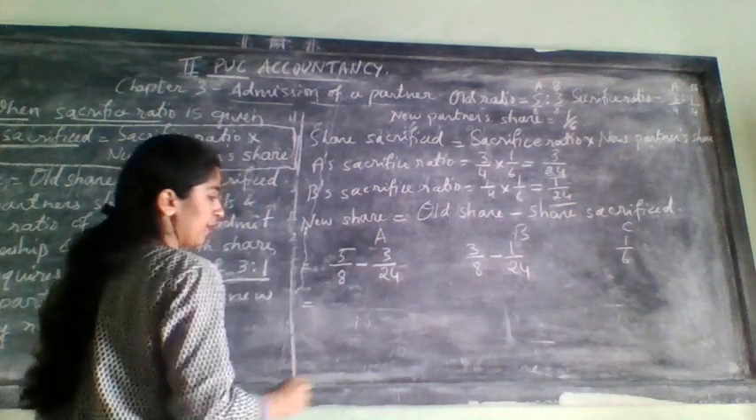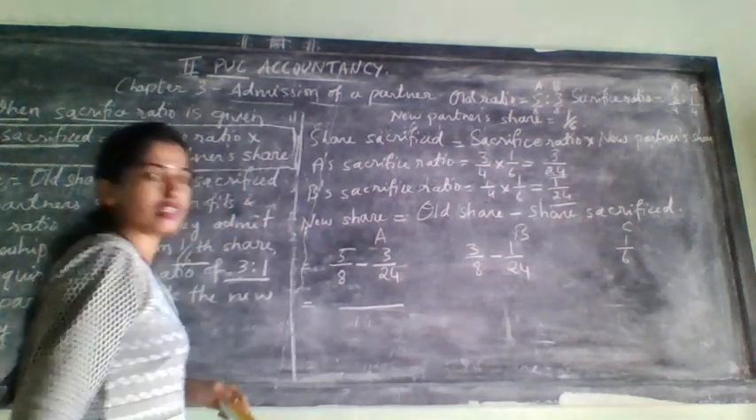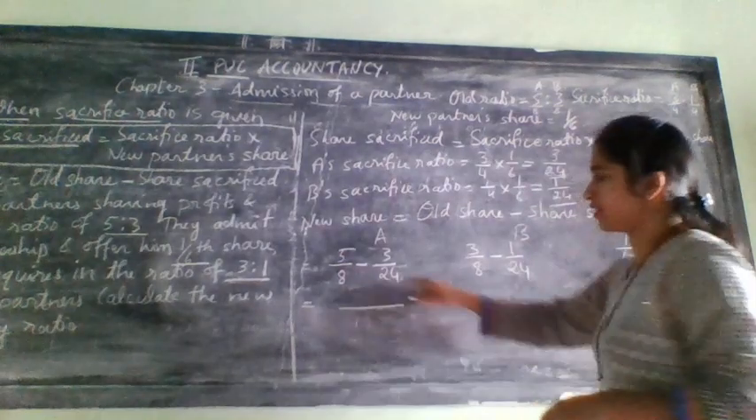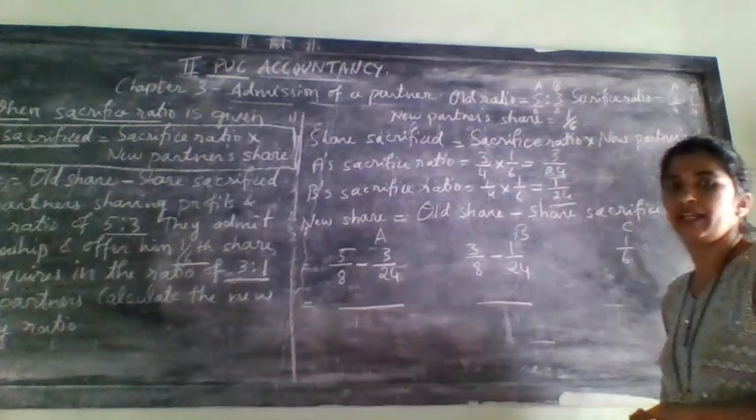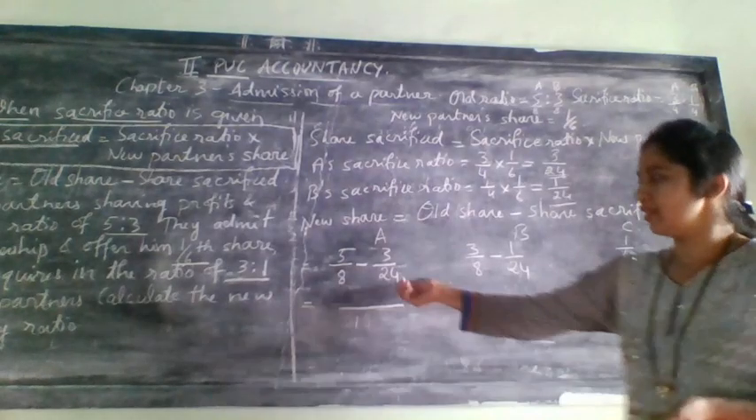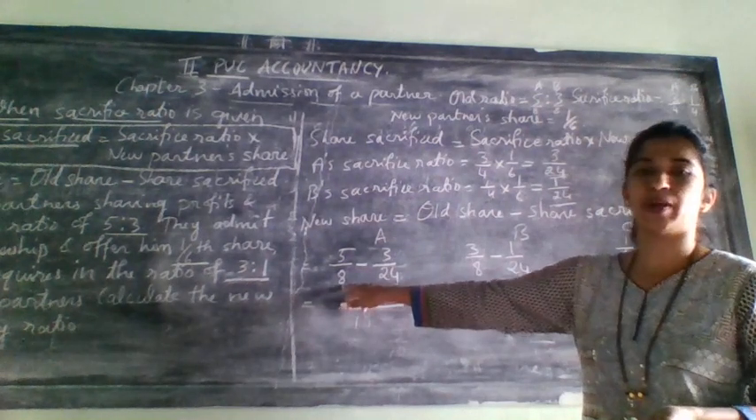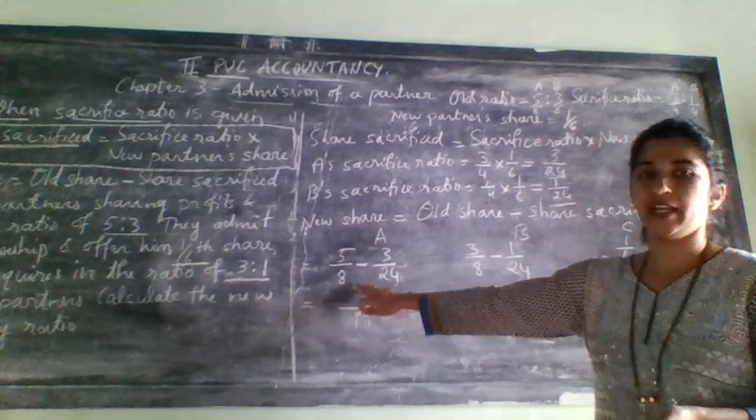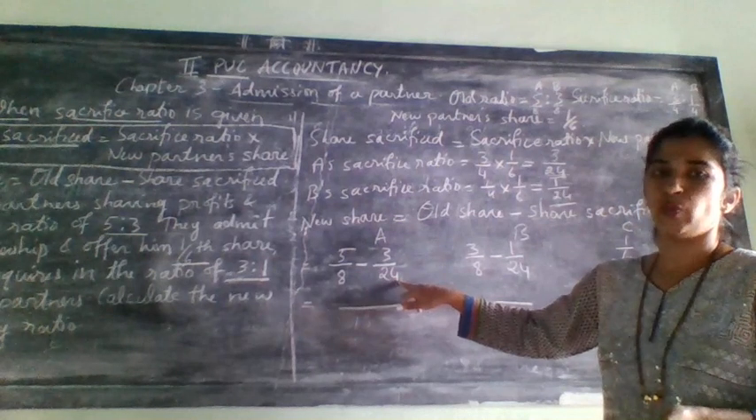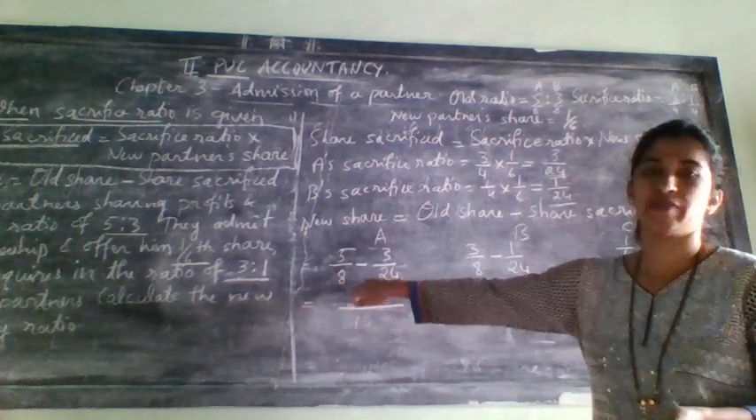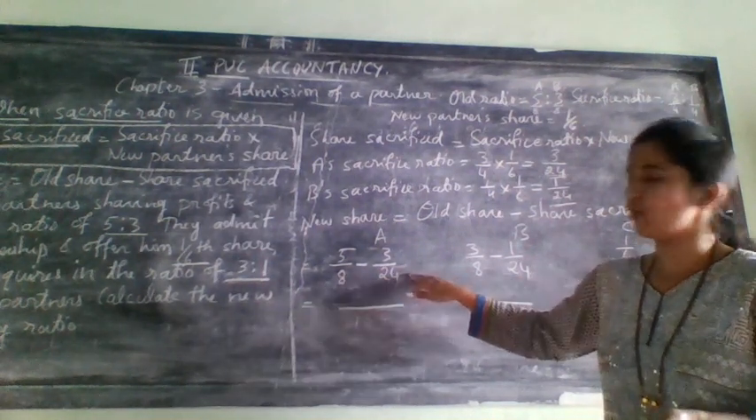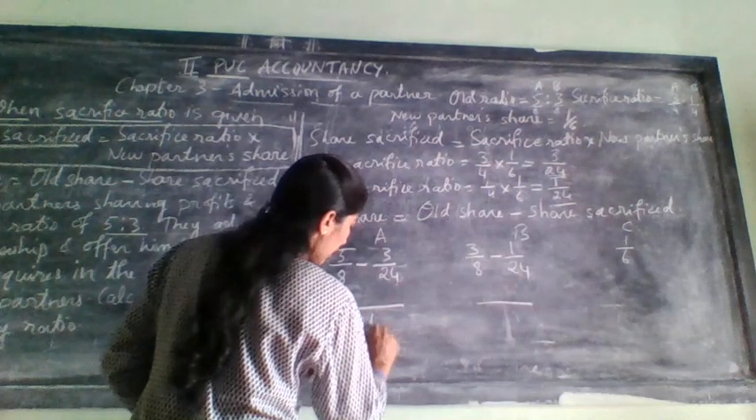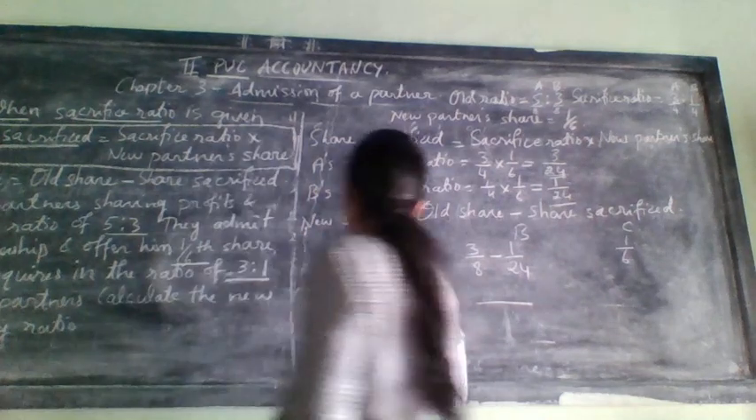Now, next step, what we need to do? Convert this into common denominator. Here we can take the highest denominator as a common denominator. Why? Can you tell me? Yes, 24 can be divisible from 8. Just check in the 8 table. 8 ones are 8, 8 twos are 16, 8 threes are 24. That means 24 can be divisible from 8. So you can take 24 as a common denominator. So 24 here. Now do it.